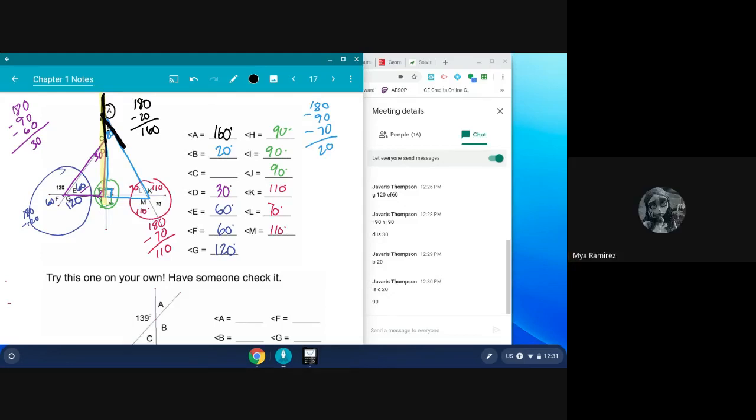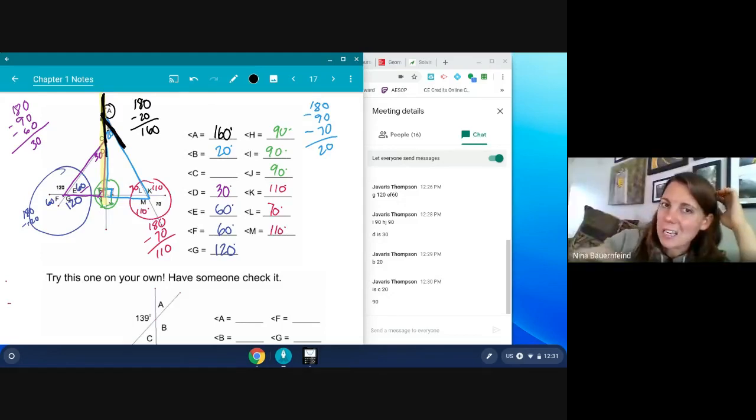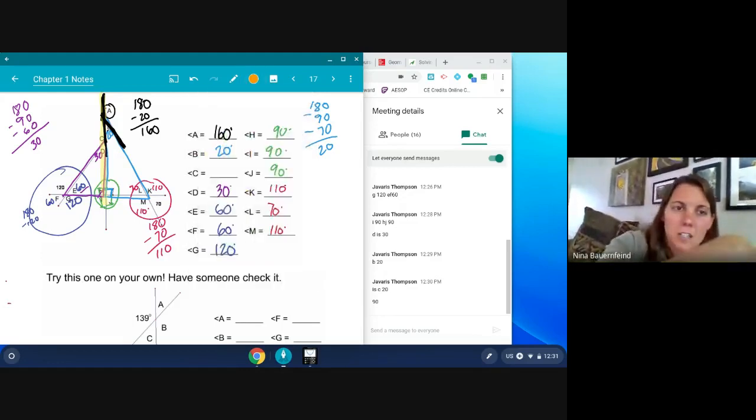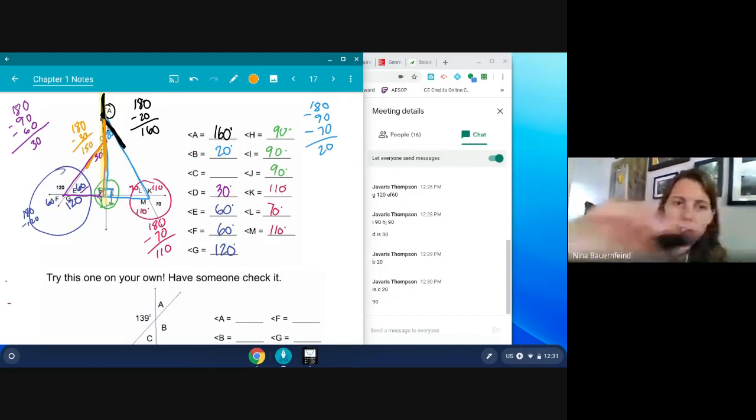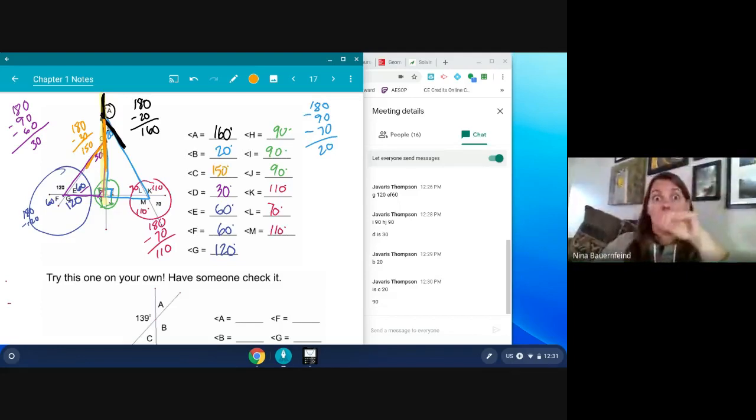Yeah. Okay. And then the same idea goes over here. So we also have a line here. This splits it. So we got 150 for C. So that's a lot. I understand. That's a lot of pieces.